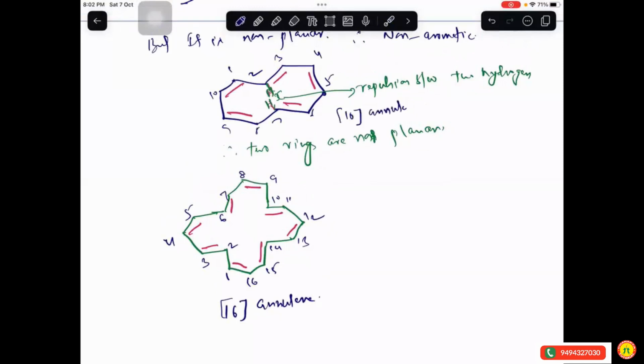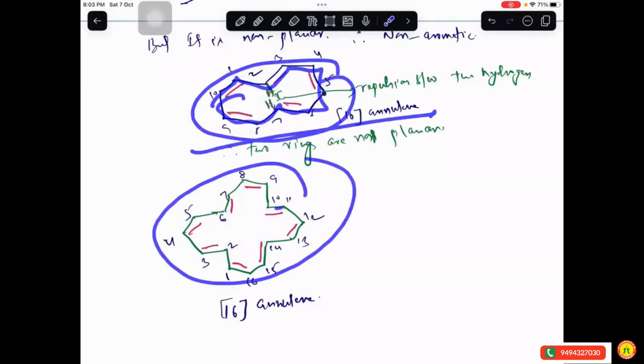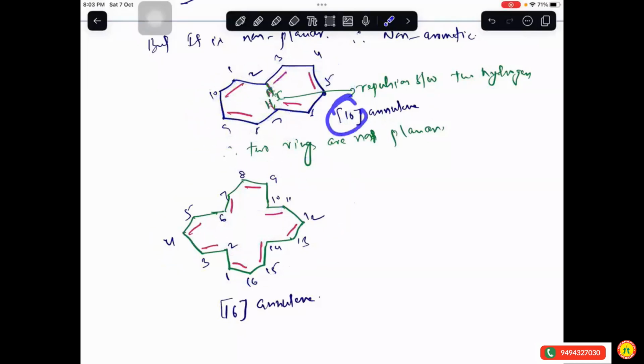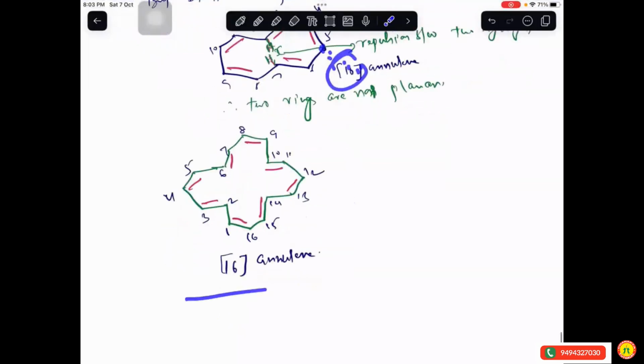So, whenever compounds are like this, fused rings, this is one ring and that ring, they are connected. But there is no bond between these two. See here, there is no bond between these two. So it is like one single ring. These kinds of rings are called annulenes. The bracket indicates the number of carbons present in the annulene. Here also 16 carbons.